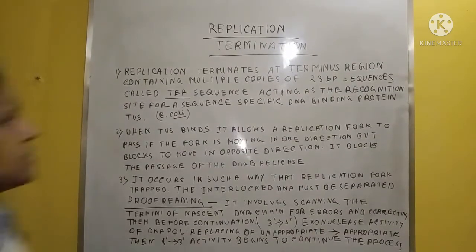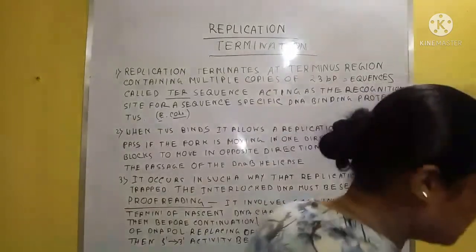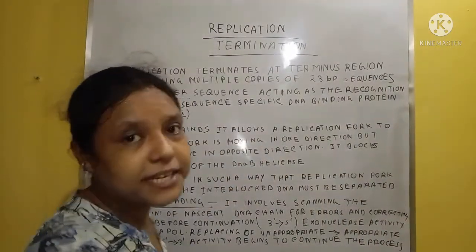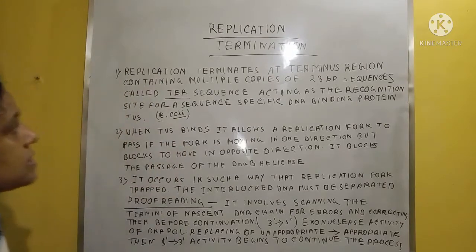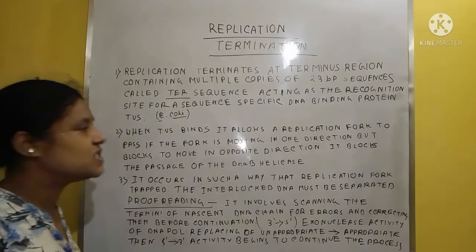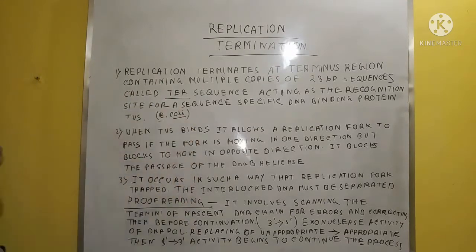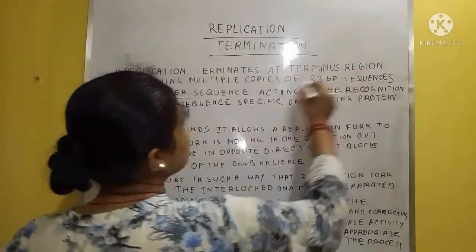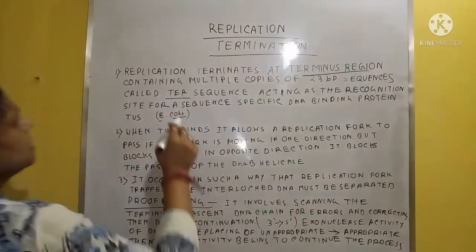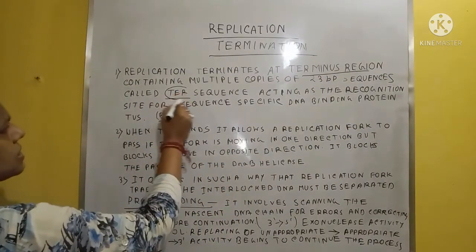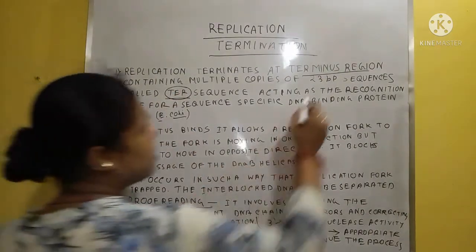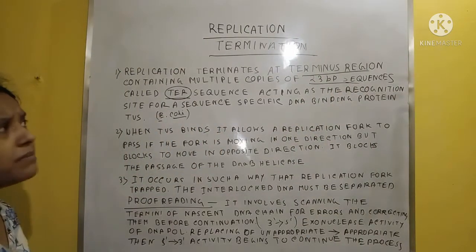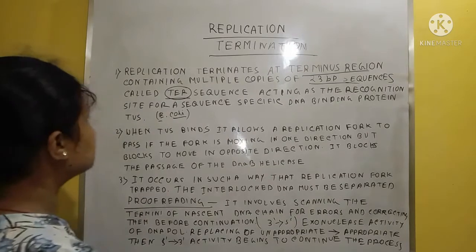Okay. So this is the process of termination. What is termination? Termination actually involves some sequences present in E. coli that are known as the Terminus Region or TAR sequence. It is about 23 BP sequence. 23 BP means base pairs. Okay, 23 base pairs is there.